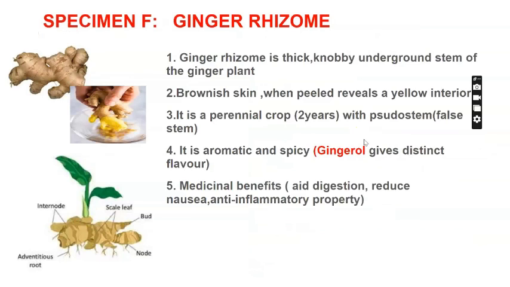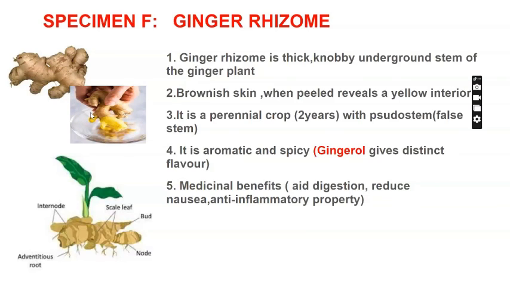Now on to specimen F, which is the ginger rhizome. If you are asked to describe a ginger rhizome, know that the ginger rhizome is a thick, knobby underground stem of the ginger plant. Look at it. It has a brownish skin. When peeled, it reveals a yellow interior. This is how the inside of a ginger looks, and that is the outside of the ginger.